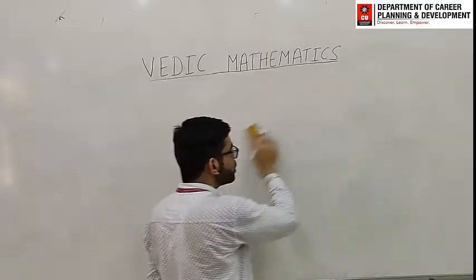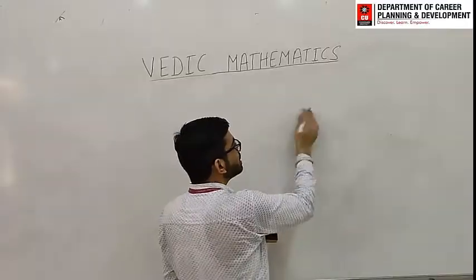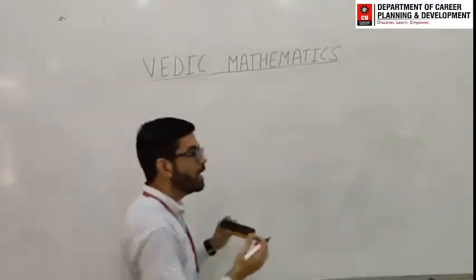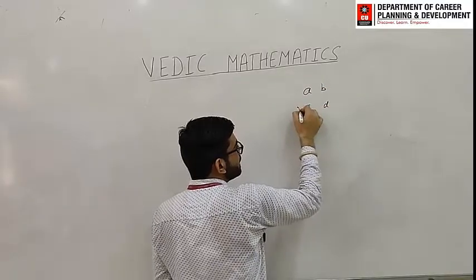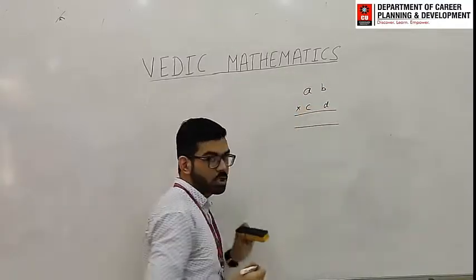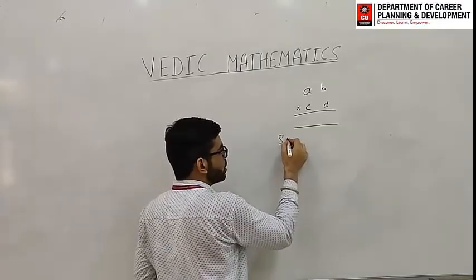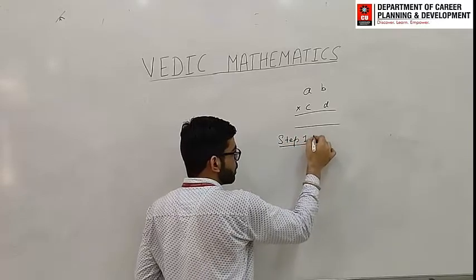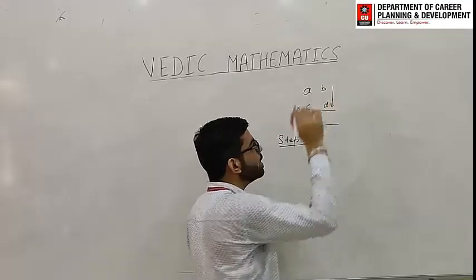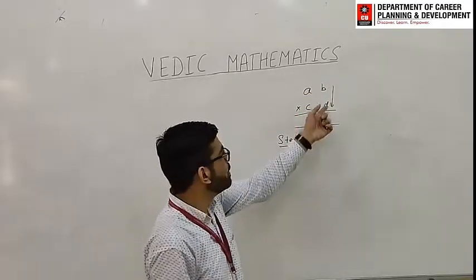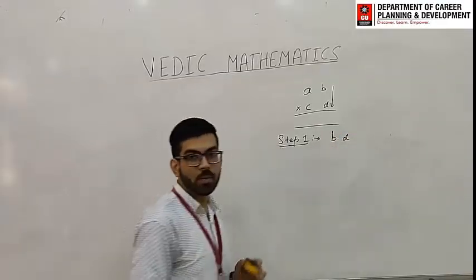Let's move to the multiplication of a 2-digit number. Let it be, just see by simple examples A, B, C and D. Suppose we have to multiply AB by CD. What should be the product? Just see how we can do that. We will do that in 3 steps. Step number 1 will be multiply like this. That means B multiply by D, or you can do D multiply by B. So this one is your step number 1.